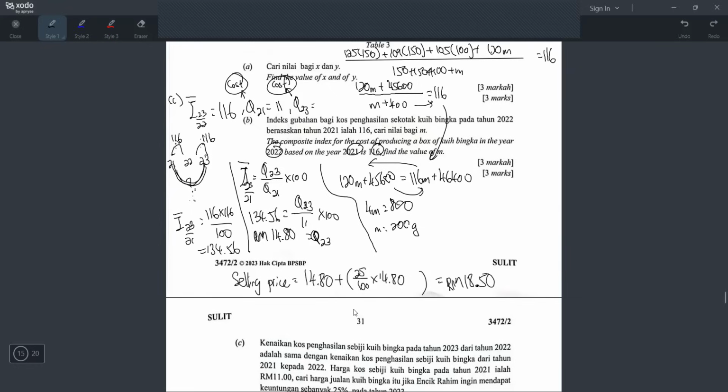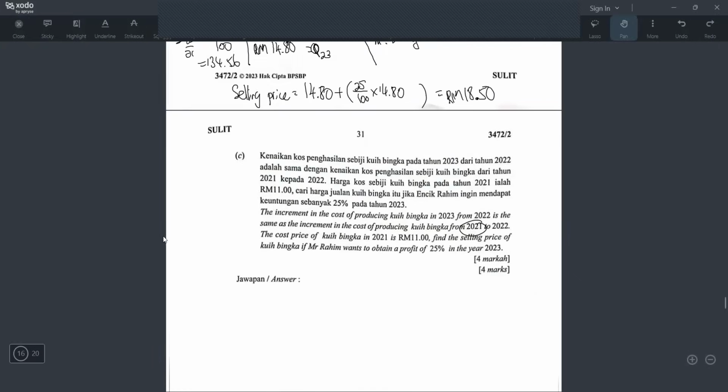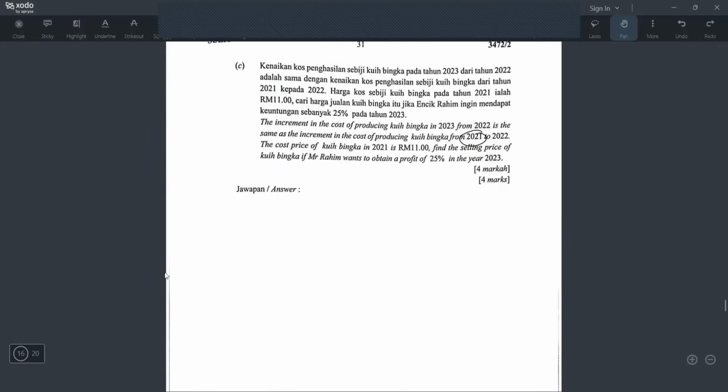Okay, I know some students will say something like, hey sir, you can also do it like this, 14.8 times 125 over 100. Can also. You will get the same answer if you do like this, right? Because if you want to earn a profit of 25%, it means your selling price will be 125% of that amount. So yeah, you can do it like this, it's actually faster. Okay, so this is how you get 10 marks, right?